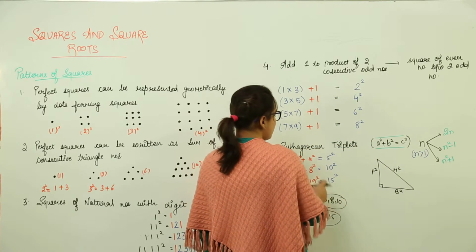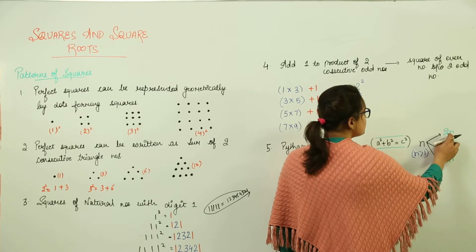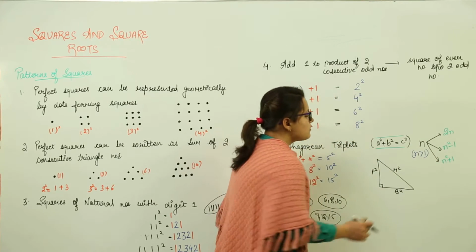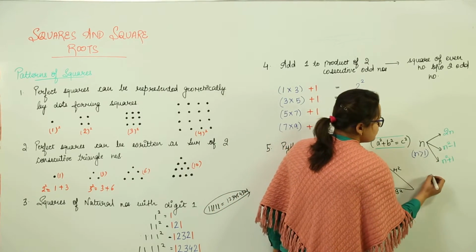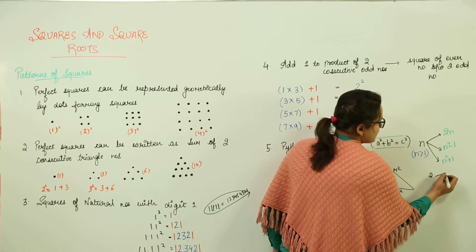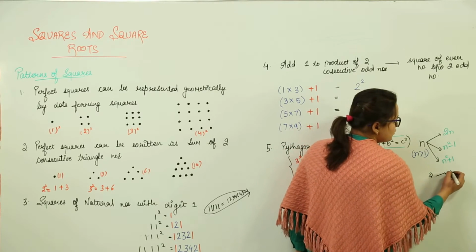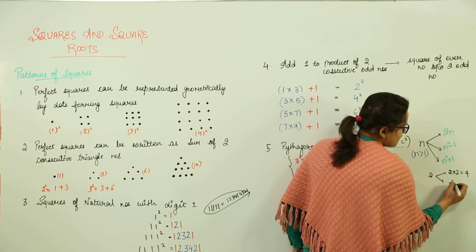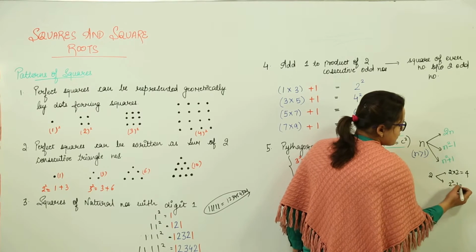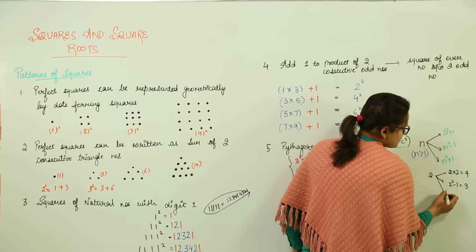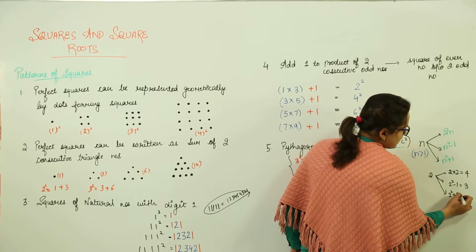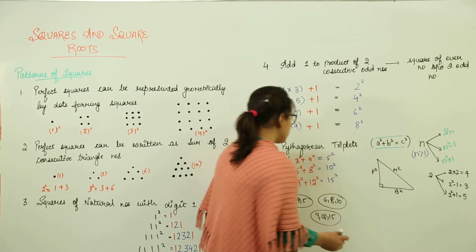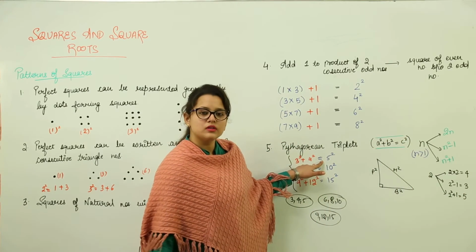Let us check for any number. Let us check for n greater than 1. That is, if you take n to be 2, what will be the Pythagorean triplets for 2? It would be 2 into 2, that is equal to 4. It would be 2 square minus 1, 4 minus 1, 3. And the next would be 2 square plus 1, that is equal to 5. You can check, 3, 4 and 5 are our Pythagorean triplets.